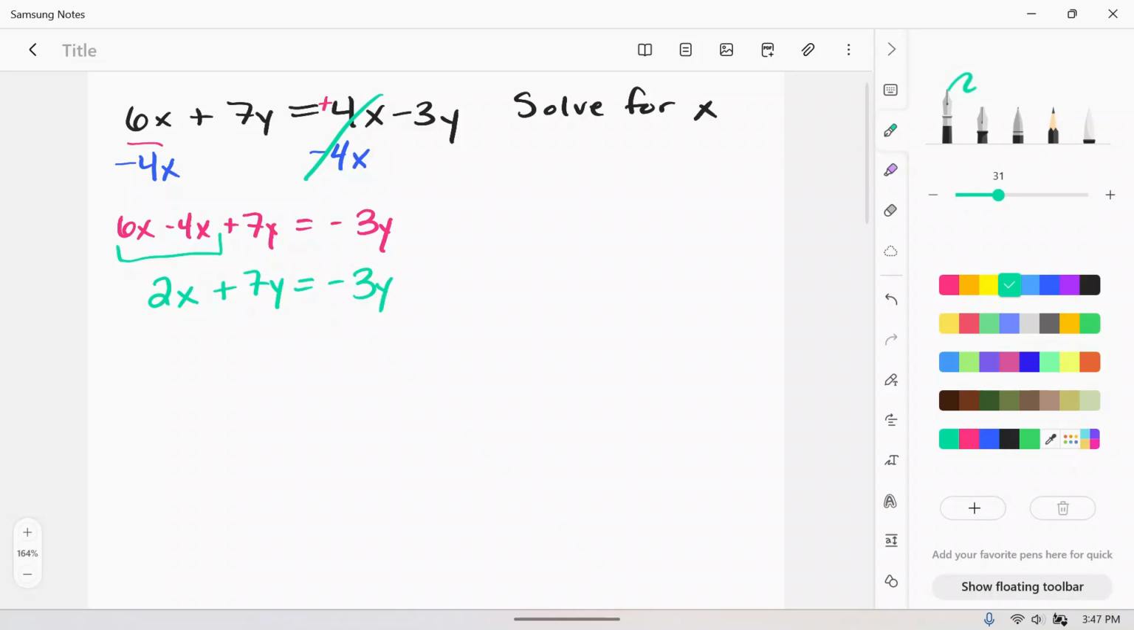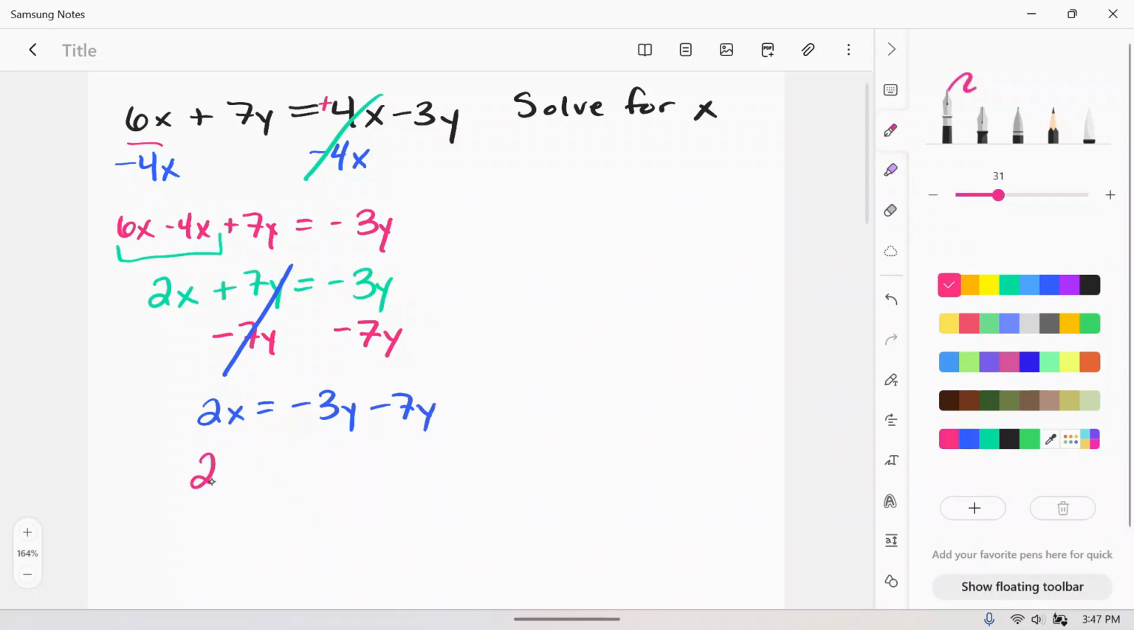My goal is to get x by itself, so I can see that I need to move the 7y term to the other side. It's being added to the 2x, so I need to do the opposite, which is subtract. And whatever I do to one side, I have to do to the other. So I'm going to subtract 7y on both sides. The 7y cancels on the left, leaving me with only a 2x on the left. And I get negative 3y minus 7y on the right. Now, 3 plus 7 is 10, and they're both negative, so they just add up. So simplifying, I get 2x is equal to negative 10y.